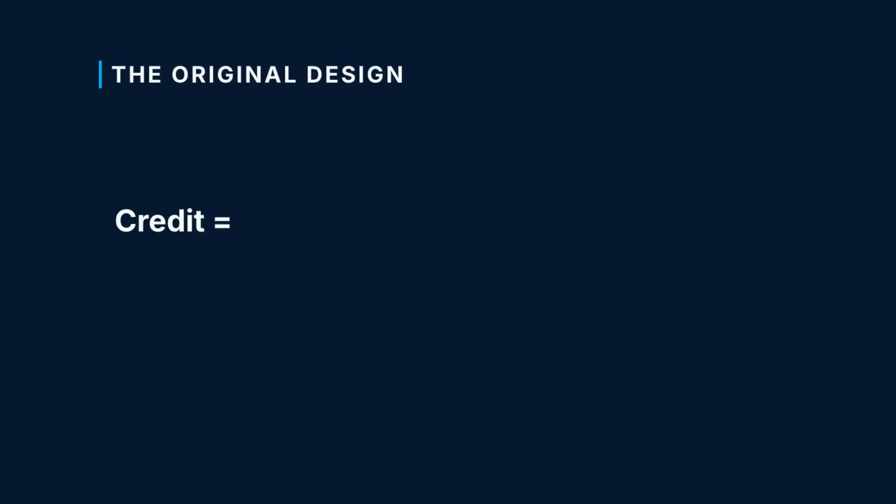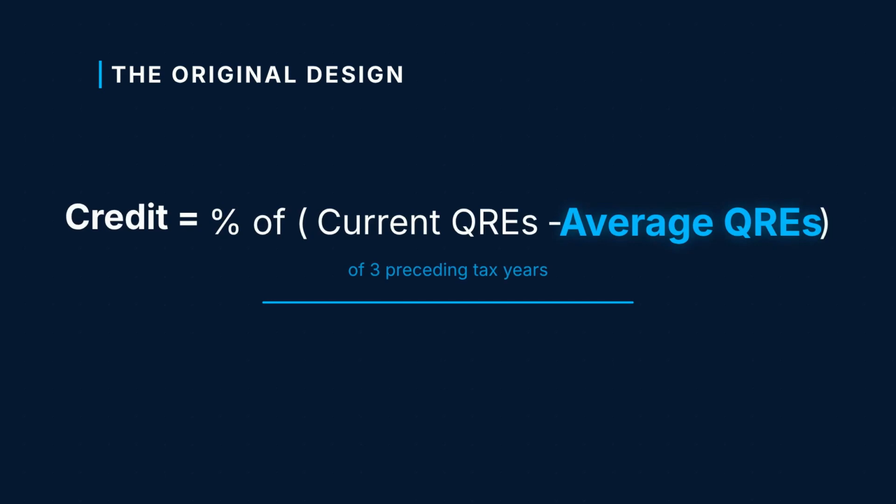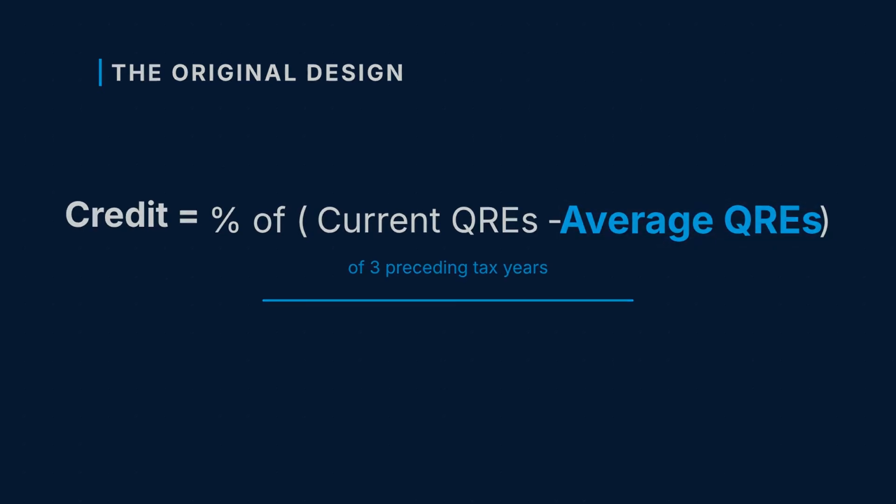Congress introduced the Credit for Increasing Research Activities in 1981. It was designed to stimulate capital formation and increase productivity by incentivizing taxpayers to undertake new research. In general, the credit was equal to a percentage of the amount by which a taxpayer's qualified research expenses exceeded their average expenses from the 3 preceding tax years.